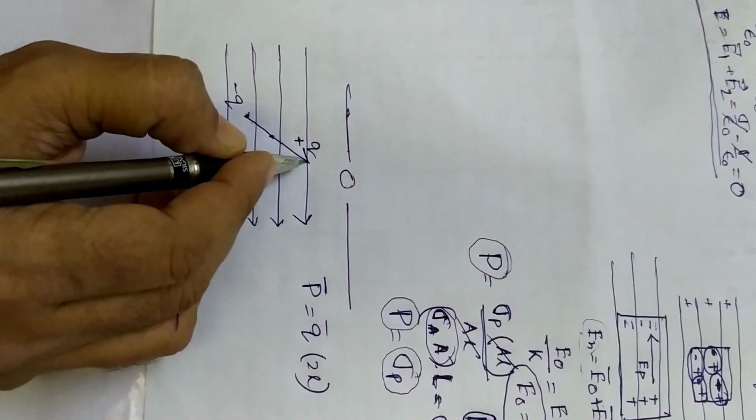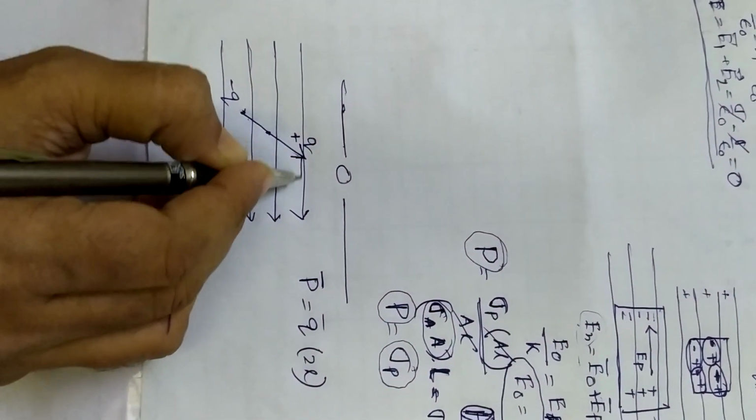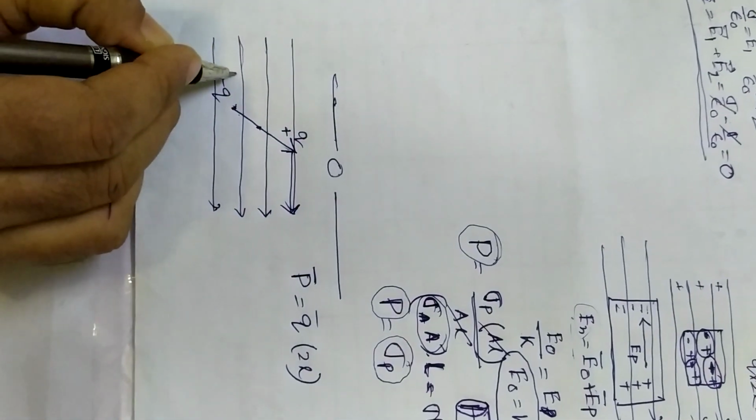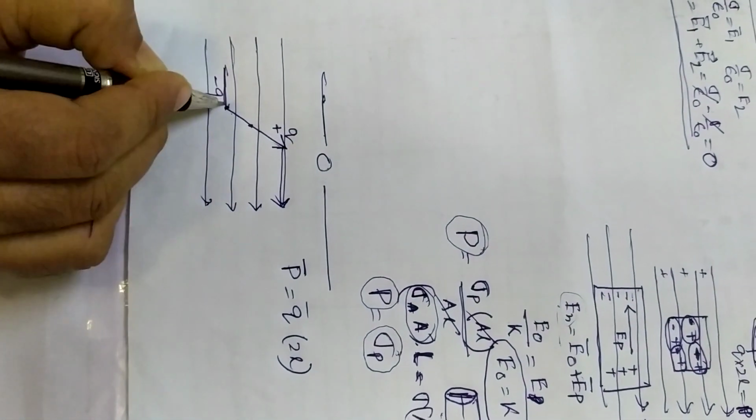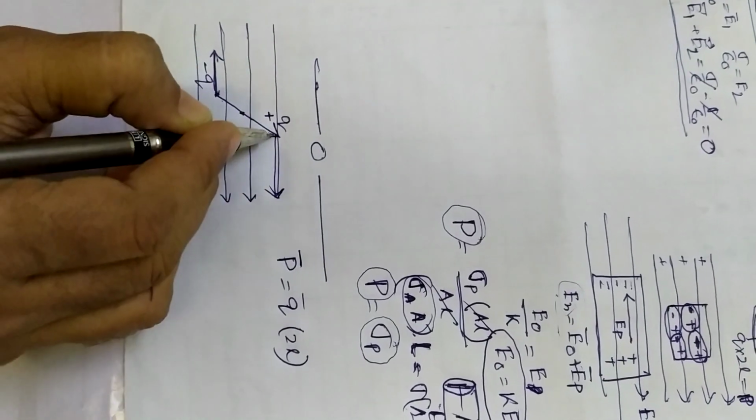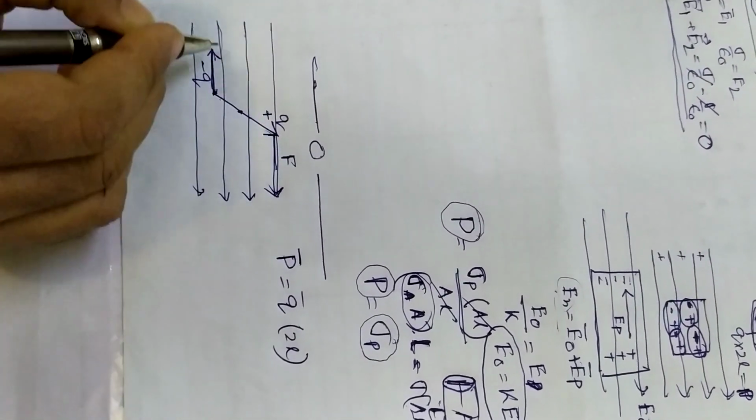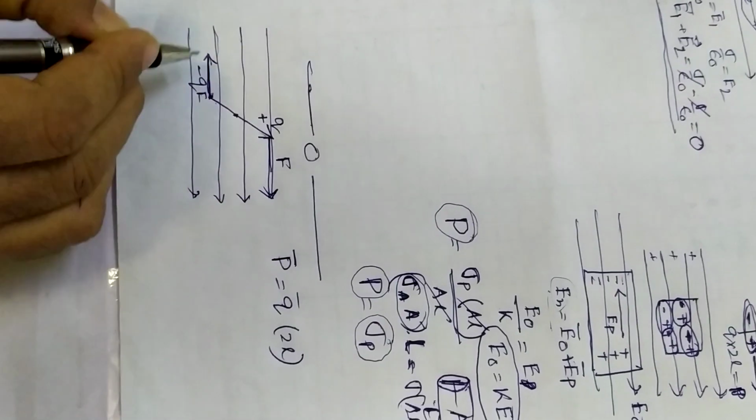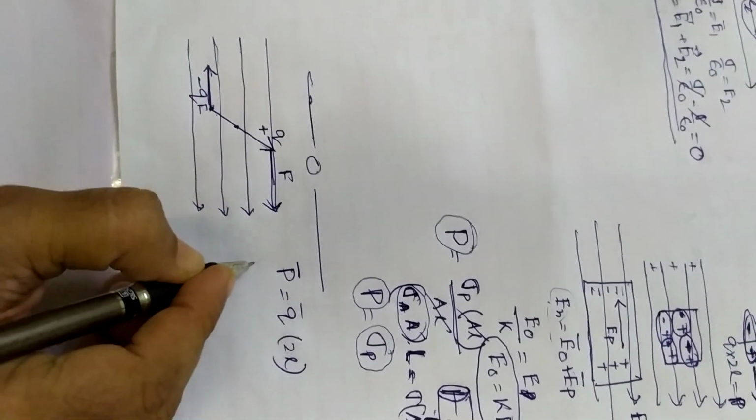Suppose this is plus charge, so it will be attracted in this way, and this is minus charge, so it will be in this way. Okay, we'll show the arrow. These are the forces acting on this dipole. So what are these forces?